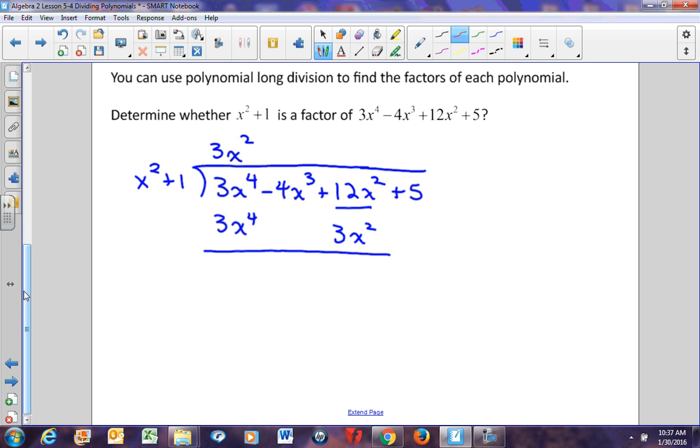Then when I change all my signs so I subtract properly, I will bring down the negative 4x to the 3rd, and 12x squared minus 3x squared is 9x squared.